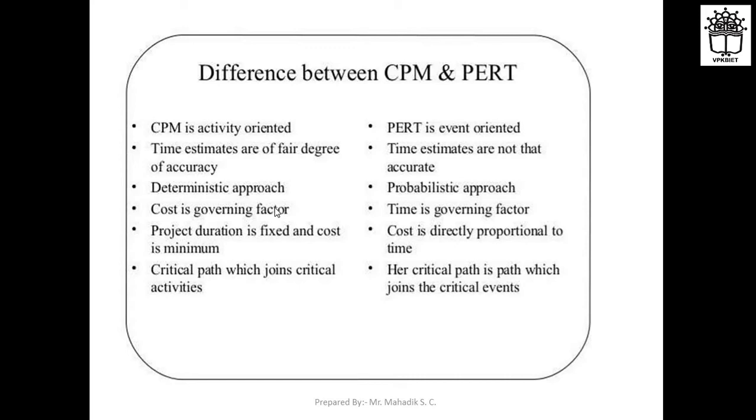As earlier in the first slide we have seen the problems from PERT, in that problem you need to find the probability that the project will be completed within 40 days. That's why we are calling it a probabilistic approach. Next, cost is the governing factor in CPM, whereas in PERT time is the governing factor. Project duration is fixed and cost is minimum in CPM, whereas cost is directly proportional to time in case of PERT.